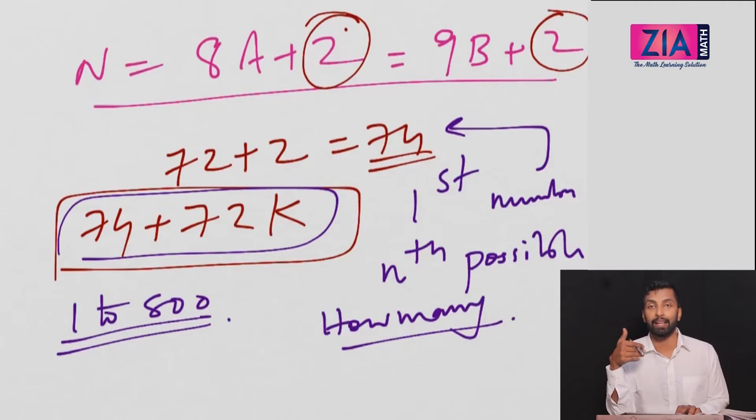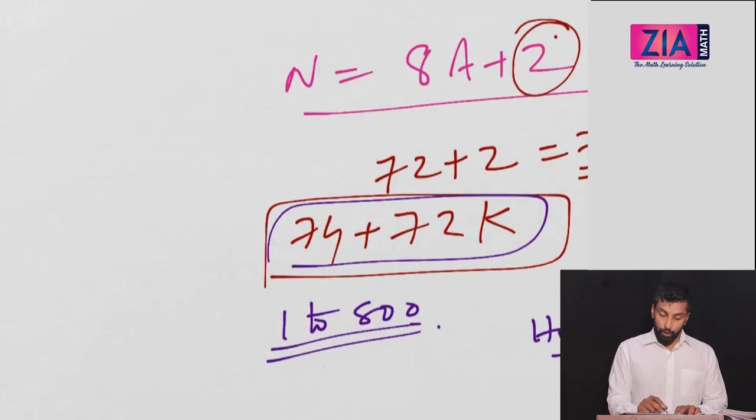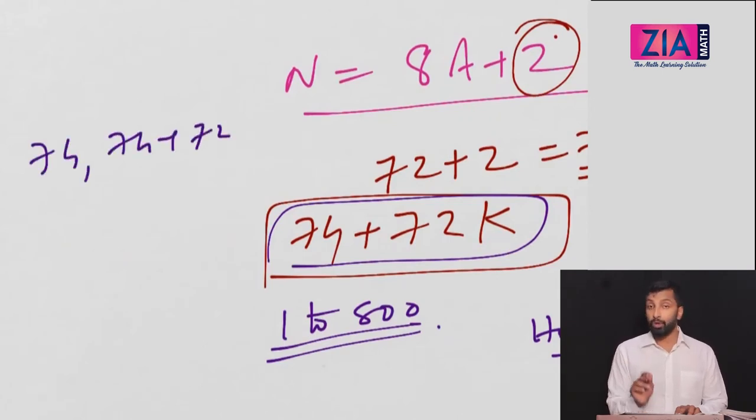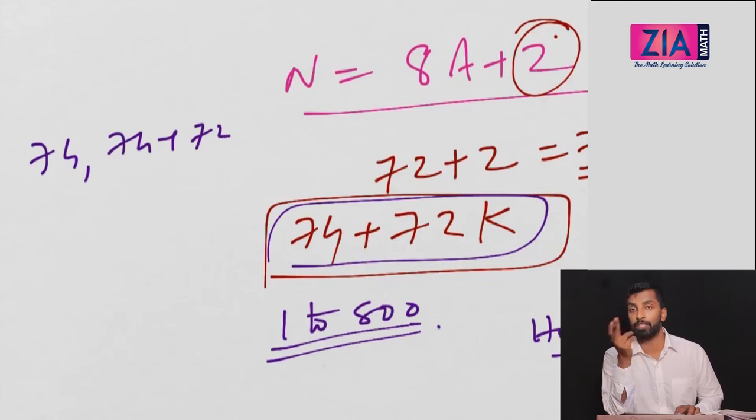I can make an easy question, I can make a difficult question. Instead of 800, if I put somewhere like 1250 or something, it is going to be slightly difficult. Not difficult, but 800, why is it easy? Because if you observe this, 74, then 74 plus 72. So you know this is a multiple of 72 plus 2. So 720 is a multiple of 72.